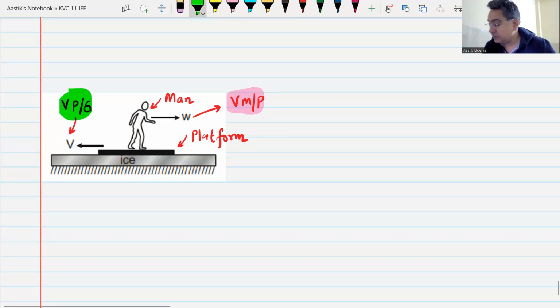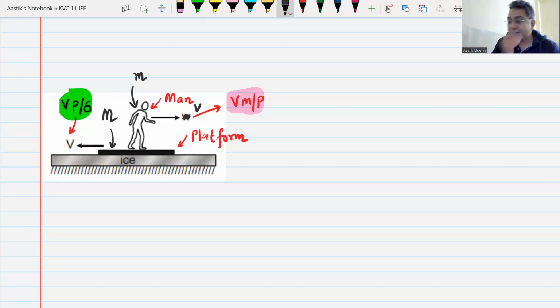So you can write the value of capital V in terms of W, or let me not write it as W, I can write it as small v. W may confuse you. Small m is the mass of the man. Capital M is the mass of the platform which is recoiling. I can write capital V.